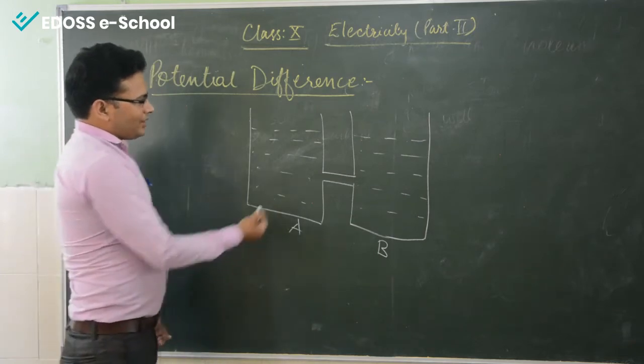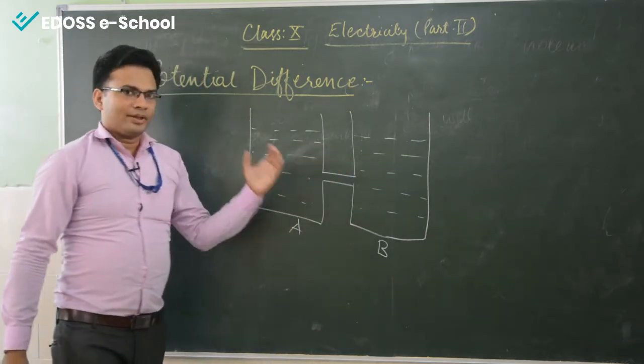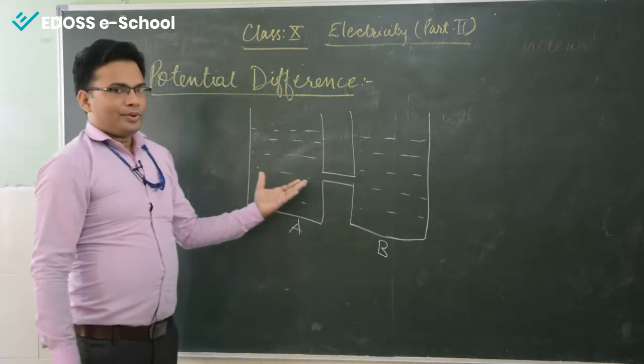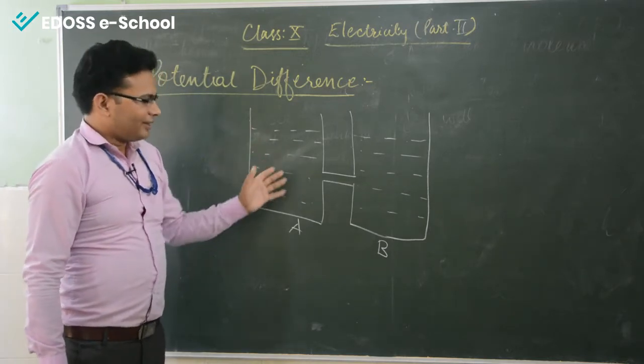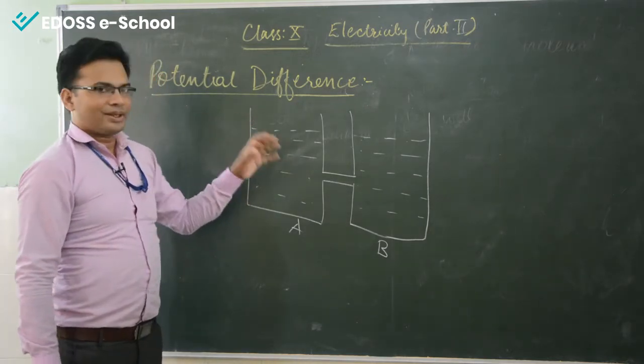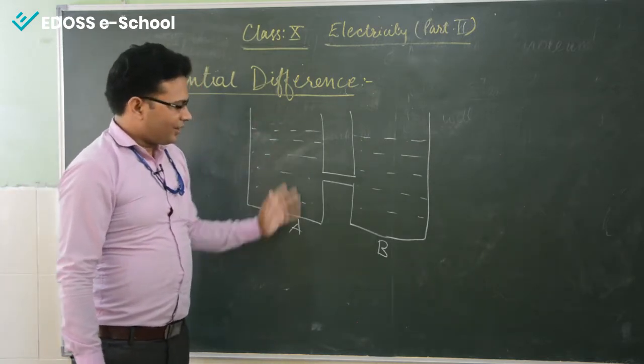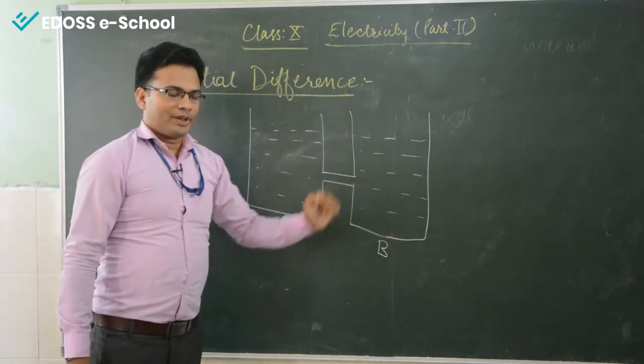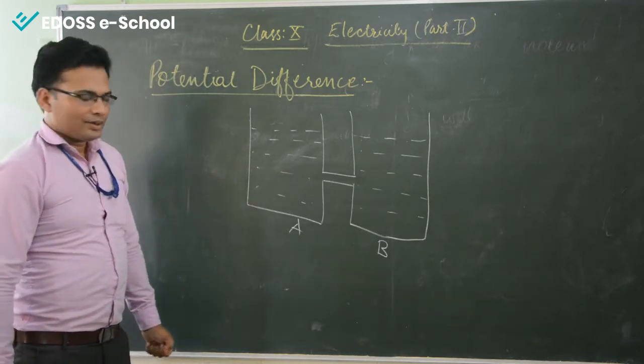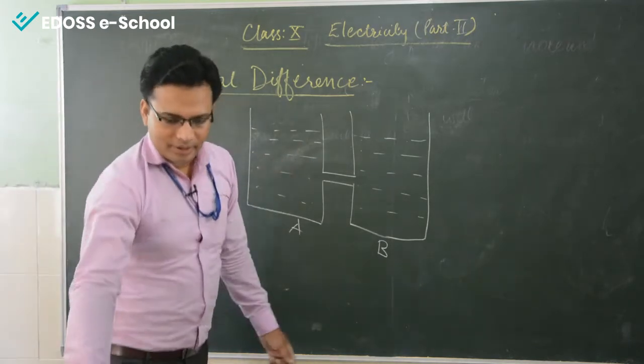So we can say in this case the water is filled in the same containers up to the same height, and the potential difference, or you can say in case of water, we will say the water pressure exerted in A is equal to the water pressure created in B. So the water won't go here and there.